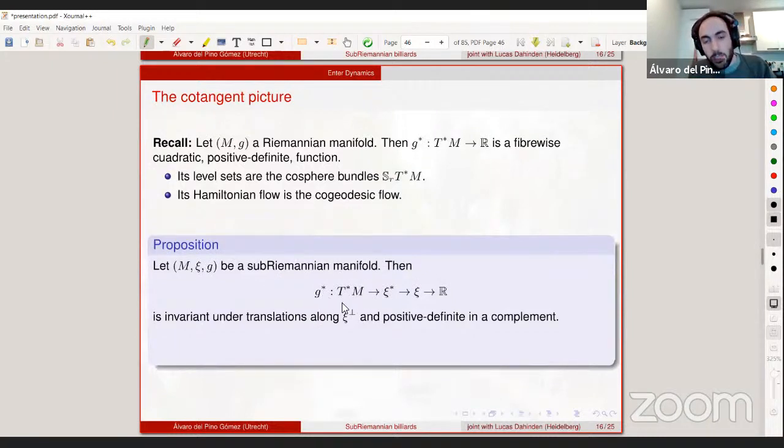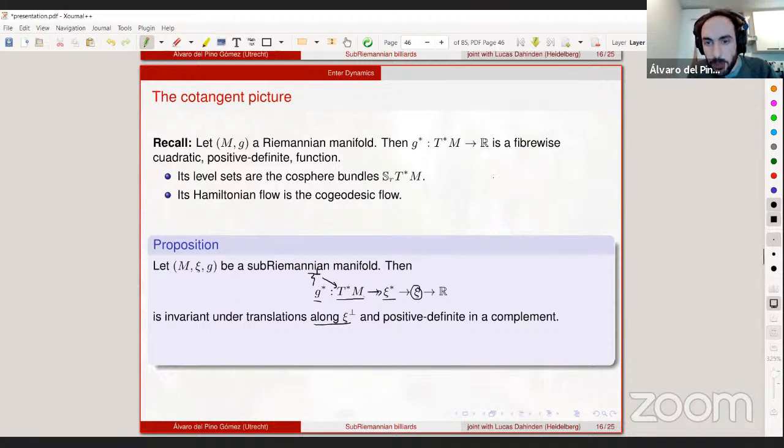So what we are saying is that you can take the metric on the distribution. This is a non-degenerate, positive definite bilinear form. You pass it to the dual, and then you project the cotangent bundle to the dual. This will define a Hamiltonian function on the cotangent bundle. What you can observe is that the kernel of this map is exactly the annihilator of the distribution. So this function is invariant under the annihilator and is positive definite on a complement.